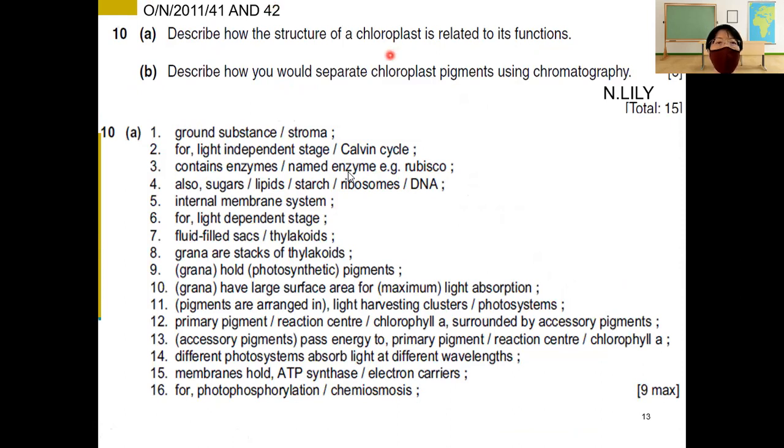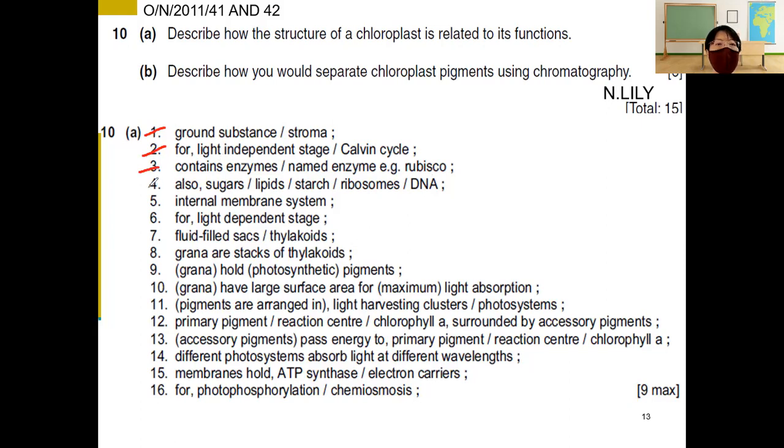Okay. So let's look at the mark scheme. Describe how the structure is related to function. So give me structure, function, you get the marks. What is the structure? What is the function? Okay. Structure is stroma, 1 mark, you see. So what is the stroma used for? Stroma contains enzyme for light independent stage or Calvin cycle. So structure, function. Contains enzyme, or you name the enzyme like Rubisco.